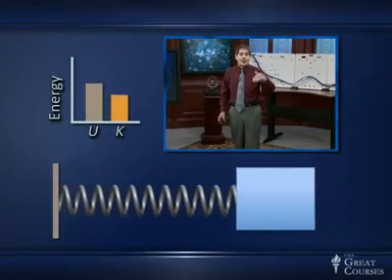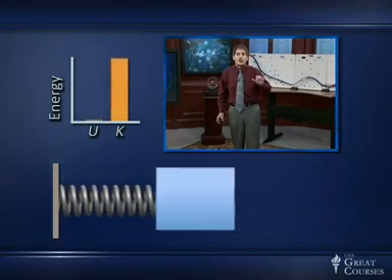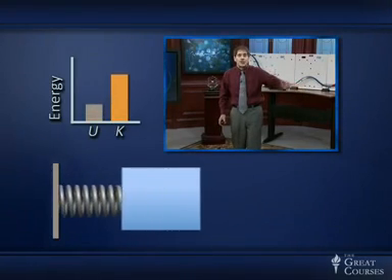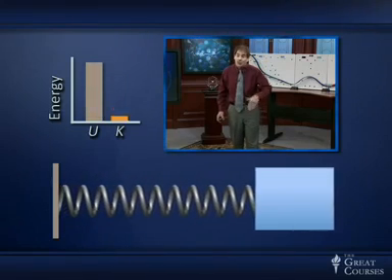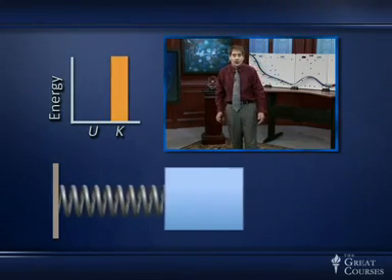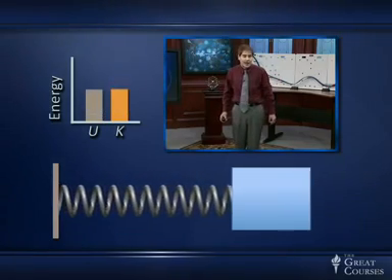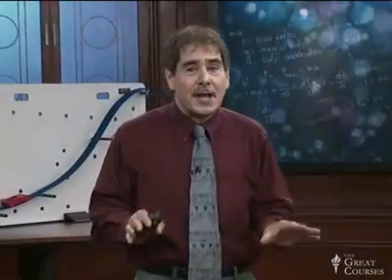But if you were to add up the heights of the bars at any given instant, they would always add up to the total energy, which would be equal to the potential energy when the spring is at one extreme or the other, and equal to the kinetic energy when the spring was right in the middle. And we'll be using graphs like that to look at how we deal with potential and kinetic energy and their interchanges in mechanical systems.